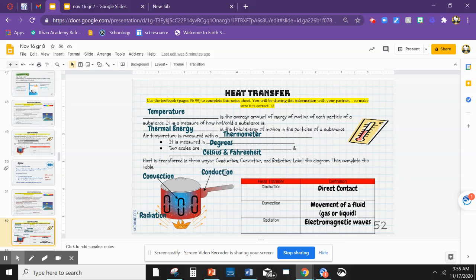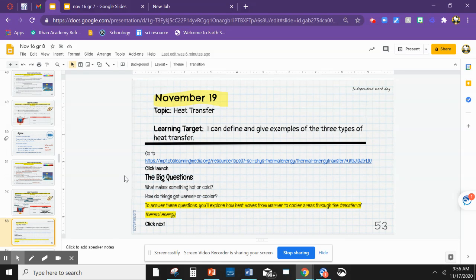We need to know the 3 types of heat transfer: conduction, convection, and radiation. There's a visual picture of what that looks like, and then the definition. Conduction, like this pot, is through direct contact. Convection is the movement of a fluid. That's something that moves easily, a gas or a liquid. And then radiation is through space by electromagnetic waves. Again, very important concept here for grade 8.